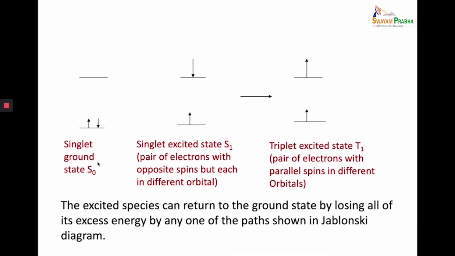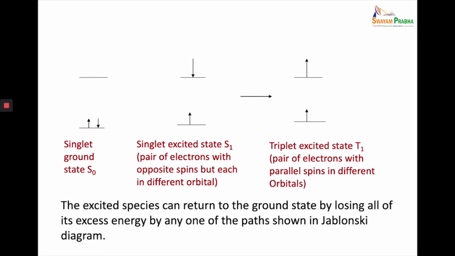Since the electron can jump to any of the higher electronic states depending upon the energy of the photon absorbed, we get a series of singlet excited states. We can have S1, S2, S3, S4, S5, and so on. And you can have a series of triplet excited states, T1, T2, T3, T4, T5. These are called the first triplet excited state, second triplet excited state, third triplet excited state, and so on. And these S1, S2, S3 are called the first singlet excited state, second singlet excited state, third singlet excited state.